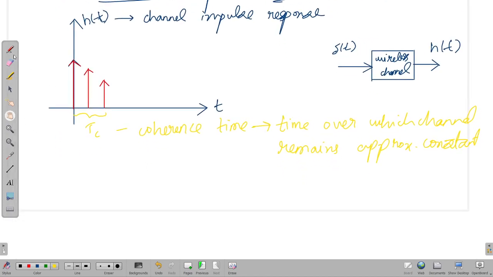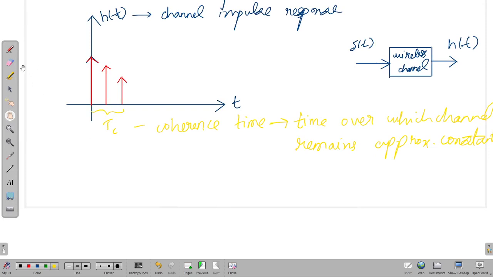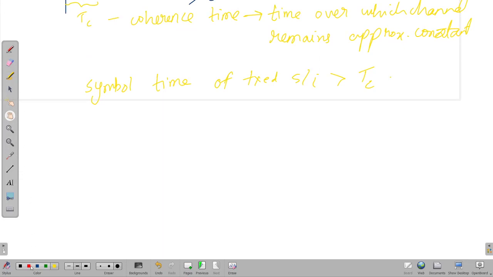And how do you want the signal to be? You want the symbol time of the transmitted signal in the time domain to be greater than the coherence time of the channel. So why is this situation arising? That is what you are going to try to understand.